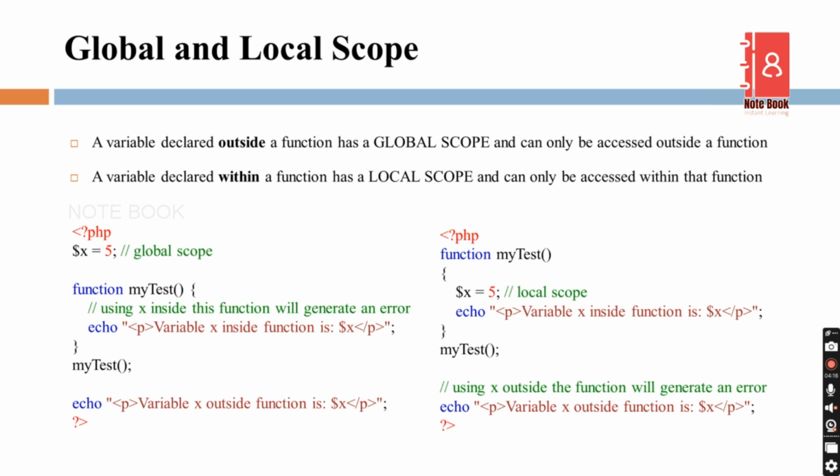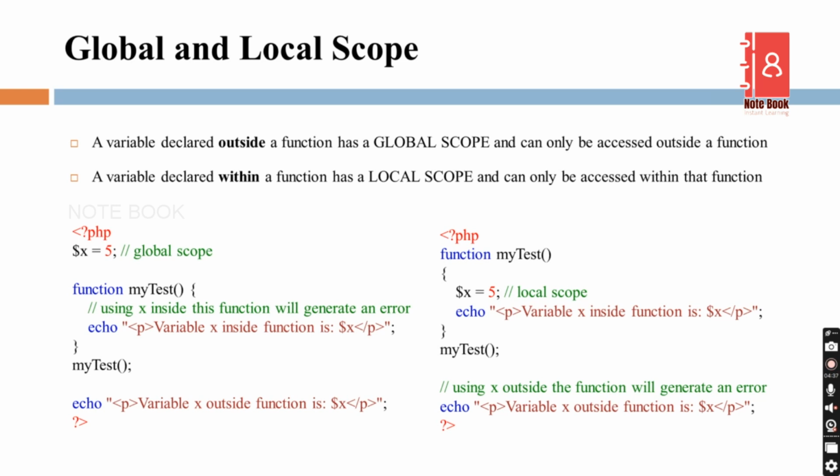You can look at the example. In the PHP script, $x is equal to 5, which is given globally outside of the function, so it is accessed anywhere outside the function. And look at the next example, where we have given $x equal to 5 inside the function.